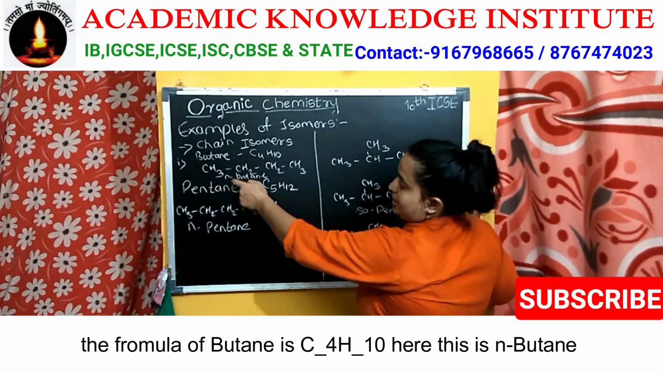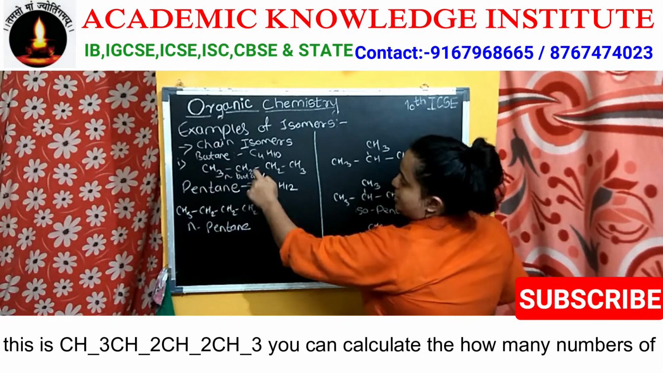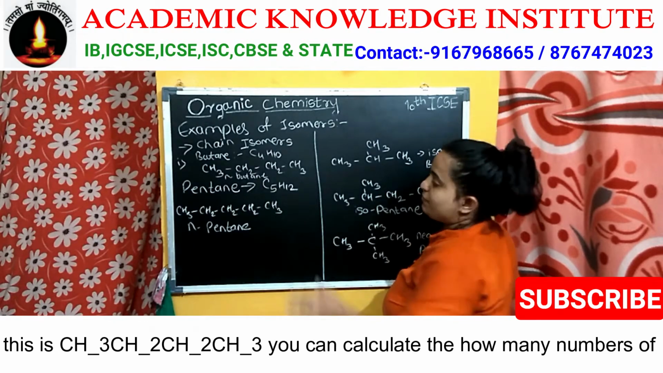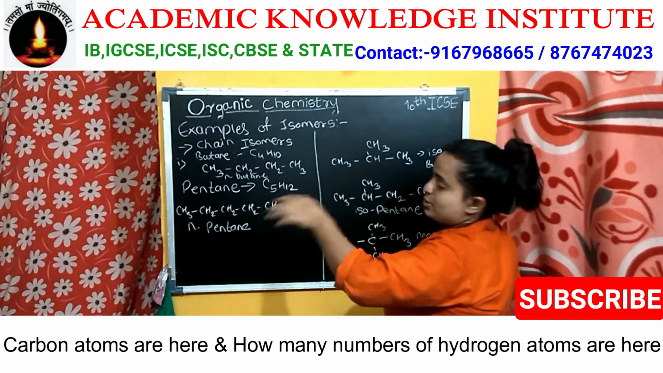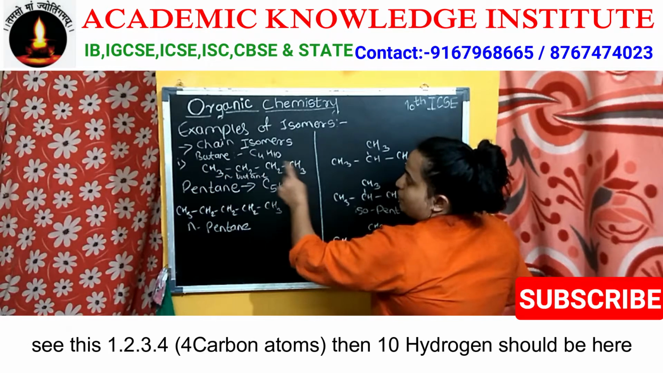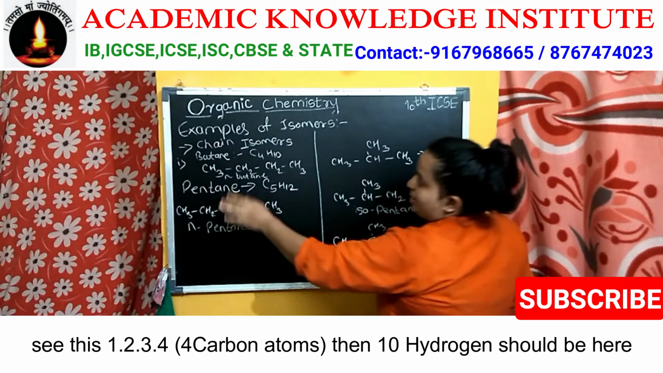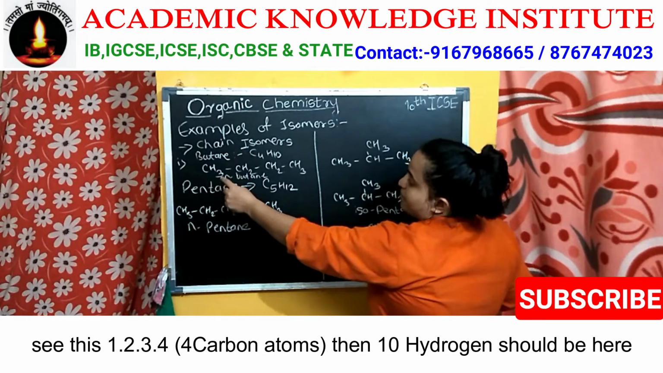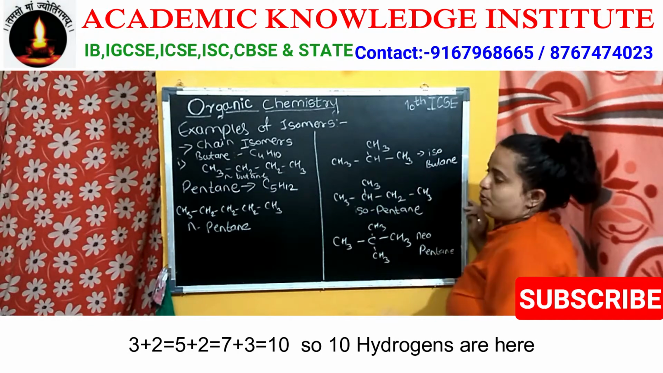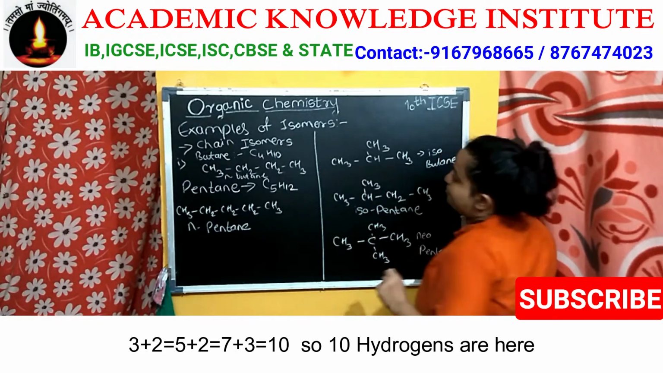Here, this is the n-butane. This is CH3, CH2, CH2, CH3. So you can calculate how many carbon atoms and how many hydrogen atoms are here. See these: 1, 2, 3, 4. 4 carbons are here, then 10 hydrogens should be there. 3 plus 2, 5. 5 plus 2, 7. 7 plus 3, 10. So 10 hydrogens are here.